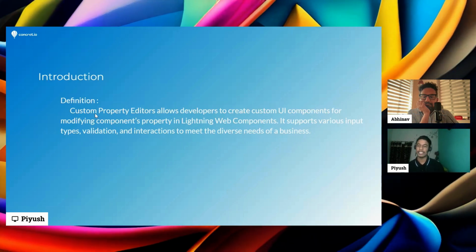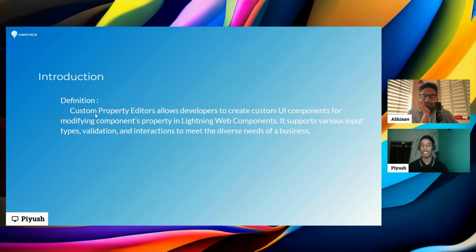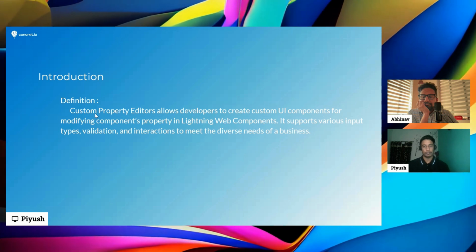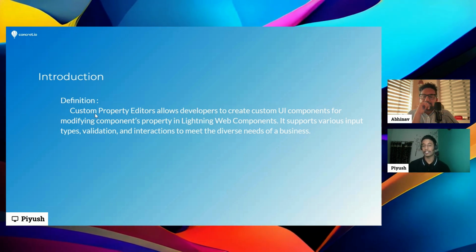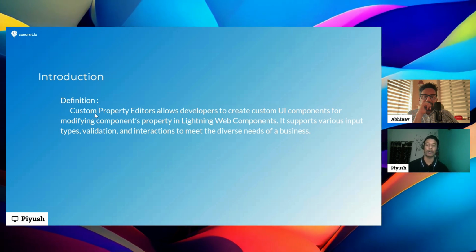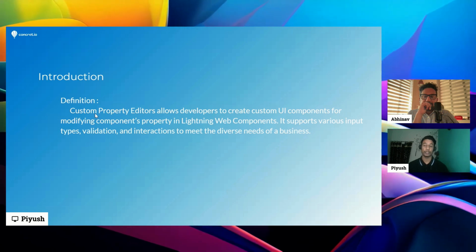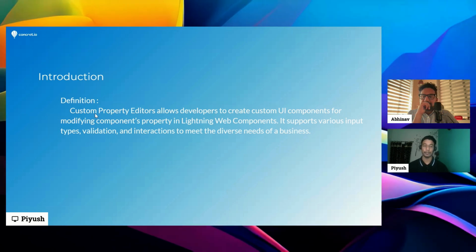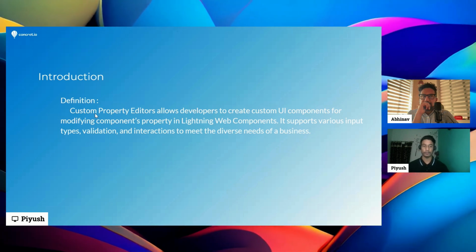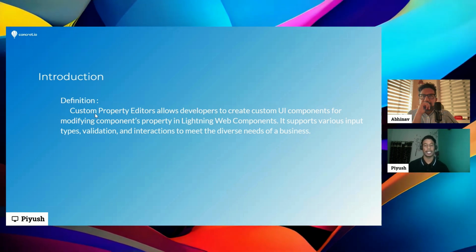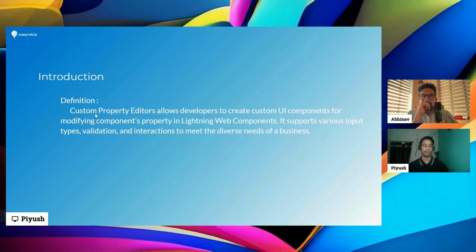So introduction. A custom property editor is just another LWC component for your main LWC component. And as the definition says, custom property editors allow developers to create a custom UI component for modifying a component's properties in Lightning Web Component. It supports various input types. These are the basic benefits of using custom property editors: it supports various input types, validations, and it also enhances the interaction to meet the diverse needs of a business.